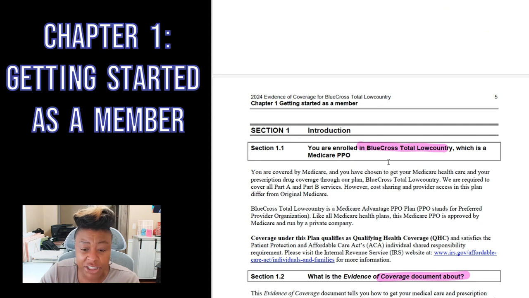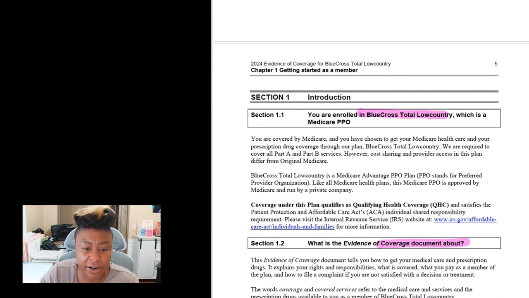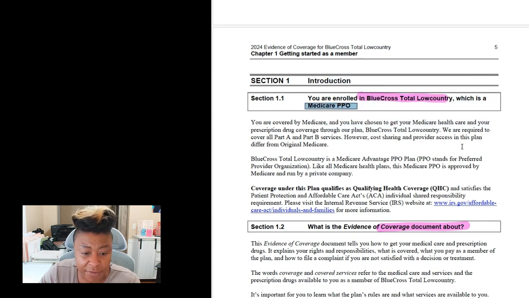I have some sections highlighted, some things that I want to call out. So what you're going to see in section 1 is an introduction. And basically what we're trying to get across here is for you to see that you're enrolled in a particular plan. So this says you're in the Blue Cross Low Country. It's a Medicare PPO plan. You get all of that information from this section. It's going to tell you that this health plan that you're in has been approved by Medicare, and that PPO stands for Preferred Provider Organization.